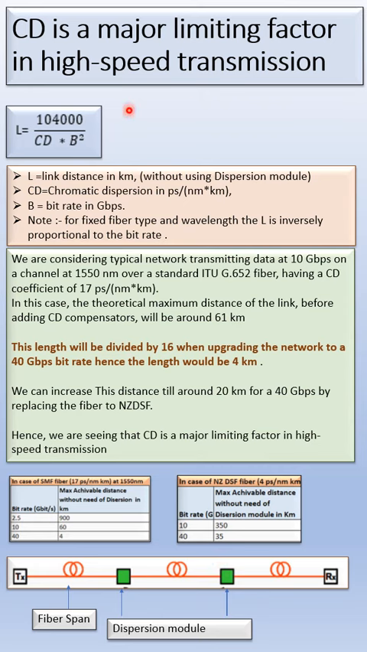So in case of high-speed transmission, CD is a major limiting factor. So we cannot neglect it, and we must include chromatic dispersion in case of high-speed transmission while making the optical budget. Okay, thanks.